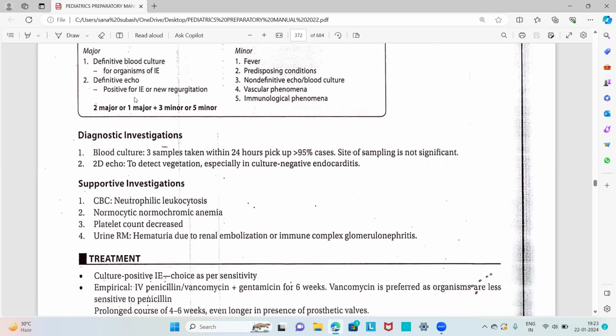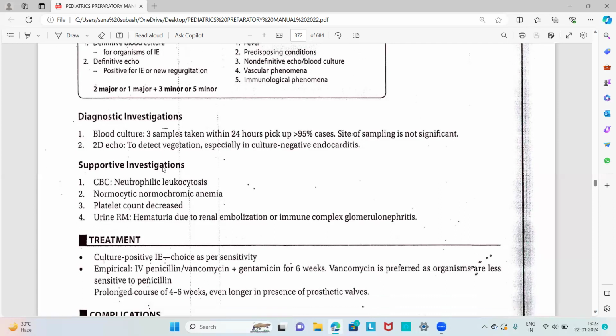Then what are the diagnostic investigations for infective endocarditis? First is the blood culture. We have to take three samples within 24 hours, which picks up greater than 95% of cases. More sampling is not significant. And then we go for 2D echo to detect the vegetation, especially in culture-negative endocarditis.